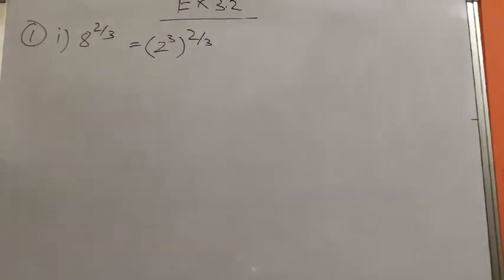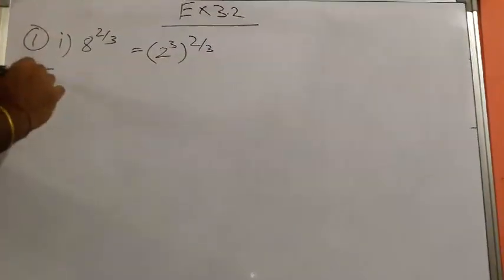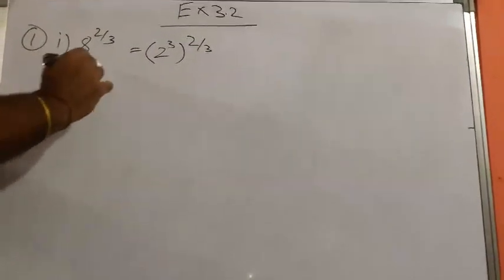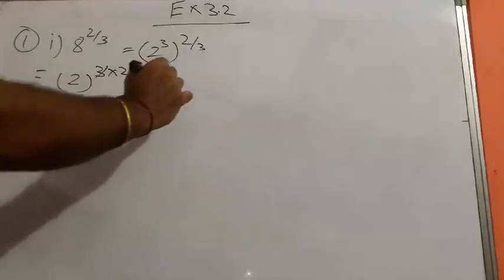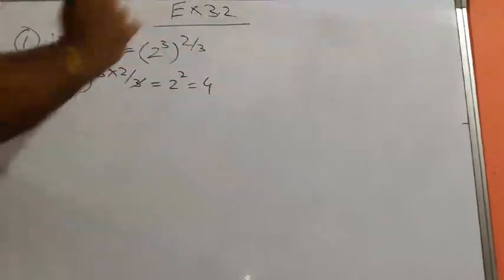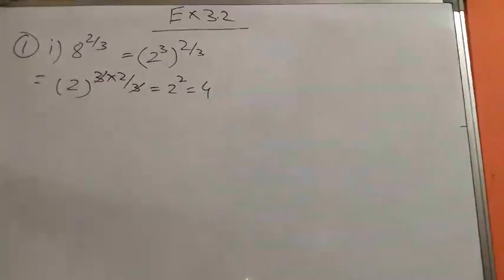Now, by the third law of exponents, power on power gets multiplied. So exponent into exponent gets multiplied. This gives us 2 square, that is 4. So the answer is 4.